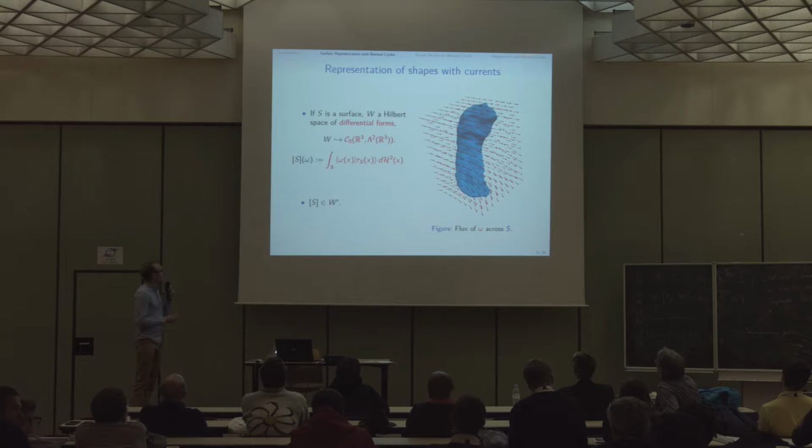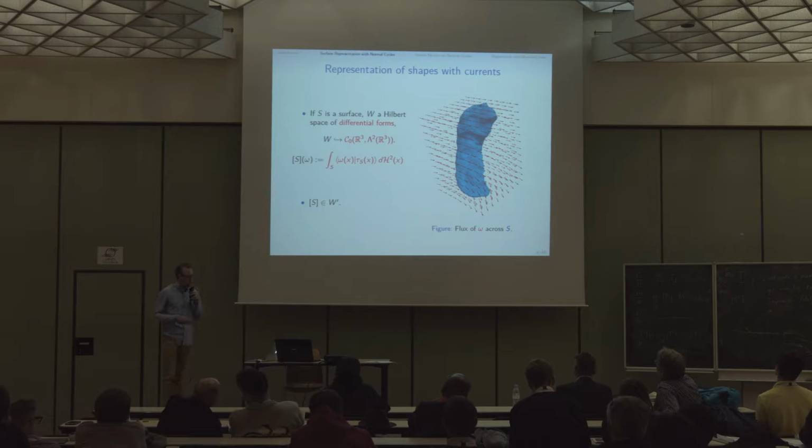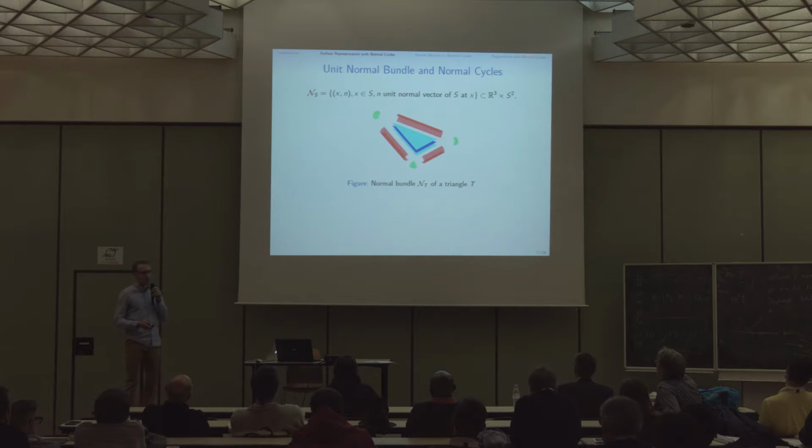In fact, the right object is not a vector field, but differential forms, because these are objects that are meant to be integrated over surfaces. So what we consider in the following is differential forms, and a surface S will be considered as a linear form over some Hilbert space of differential forms. The representation of shapes with currents is this representation, considering shapes as elements that integrate differential forms. What we propose to do here is rather to consider currents associated with the unit normal bundle of the shapes.